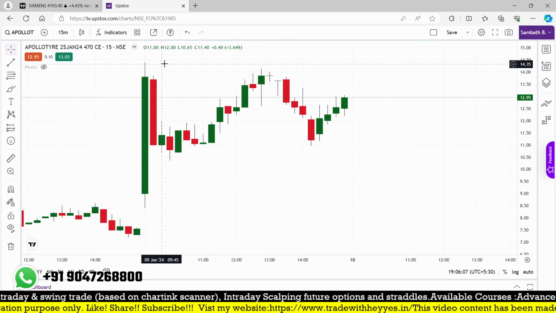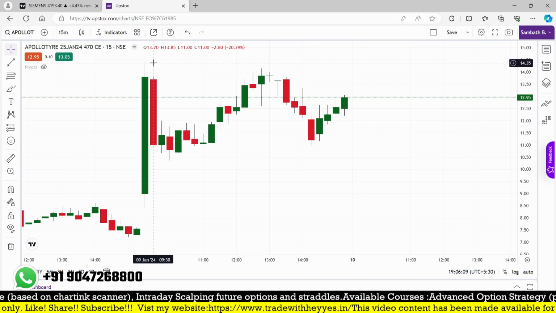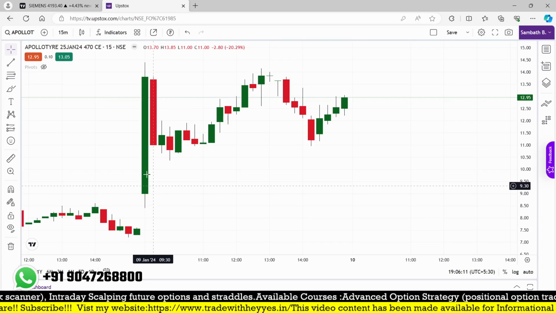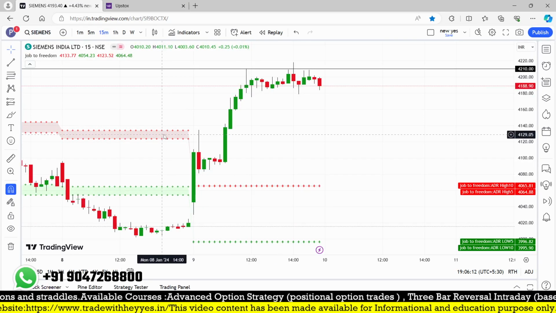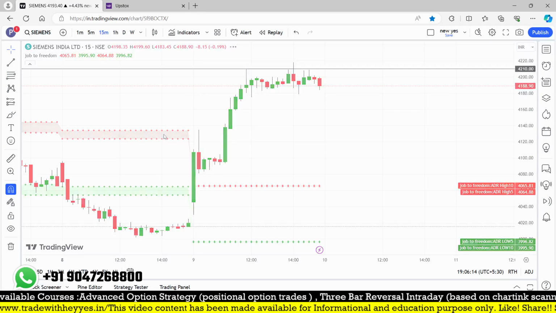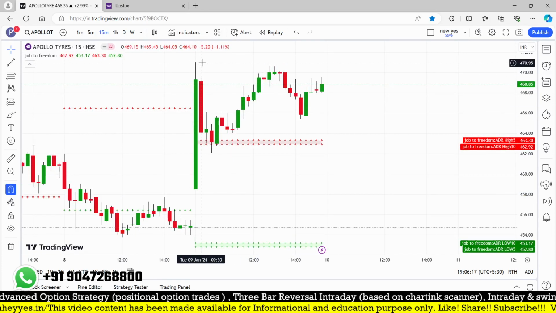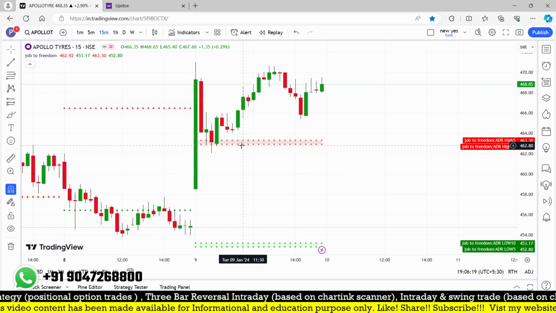14.4. It doesn't break the high, but if you are taking the 14 rupees, my stop loss would be around 8 rupees. So if you are ready for that risk, only take the breakout above. So in Apollo Tyre, you can check with the equity. Sometimes what happens, equity has broken the high, but the option has not broken the high. So what do you do?